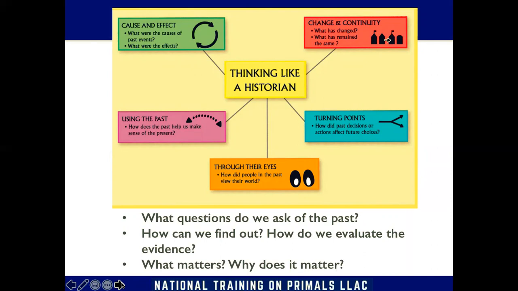More specifically, historians ask and seek answers to these questions. What were the causes of past events? What were the effects? How does the past help us make sense of the present? How did people in the past view the world? How did past decisions or actions affect future choices? What has changed? What has remained the same? These questions are particular to history. We do not ask them when we study other content subjects.